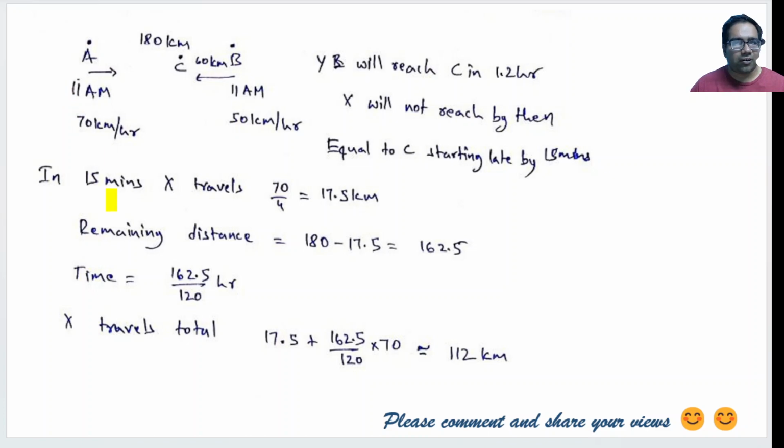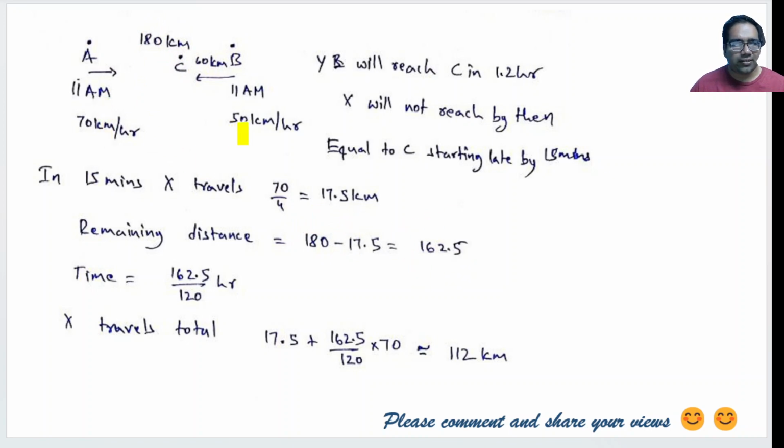Right. So in the first 15 minutes, where Y is not traveling, X will travel for how long? 15 minutes. X will travel 15 minutes, that is 1 by 4th hour, right? In 1 by 4th hour, it will travel 70 by 4, 17.5 kilometers. This train X will travel, right? And to meet, these two trains together have to travel the remaining distance, which is 180 minus 17.5, which is 162.5.